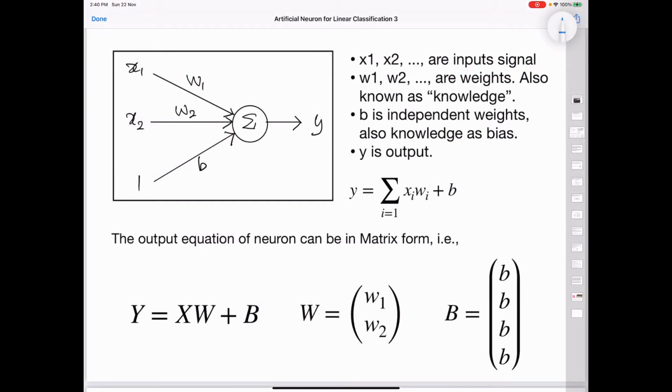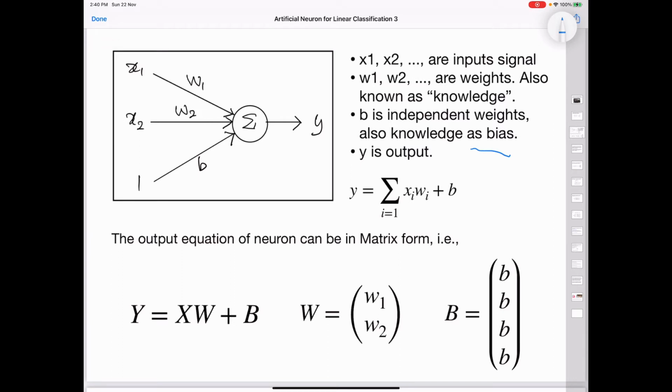This is a simple structure of a neuron. It consists of input X, in this case 2 inputs for the 2-bit OR pattern. Each input is connected to a weight, W, or so-called knowledge, W1 and W2. There is a B, an independent weight. It's one knowledge as well, or sometimes we call it bias. Okay, B is the bias, while Y is the output.